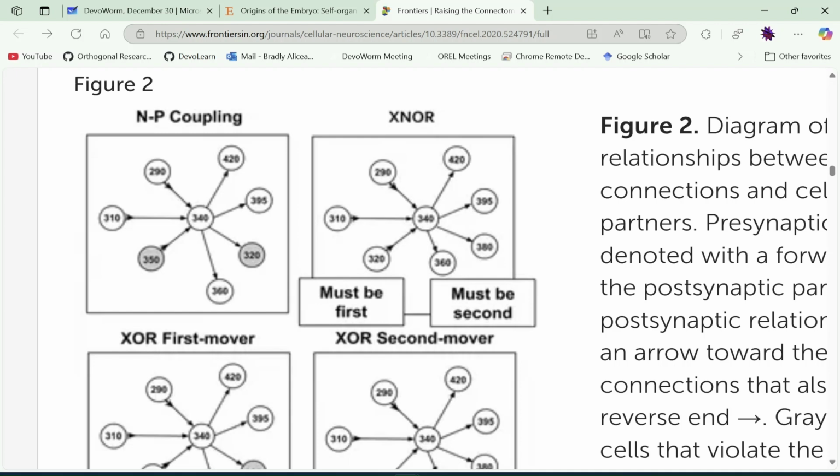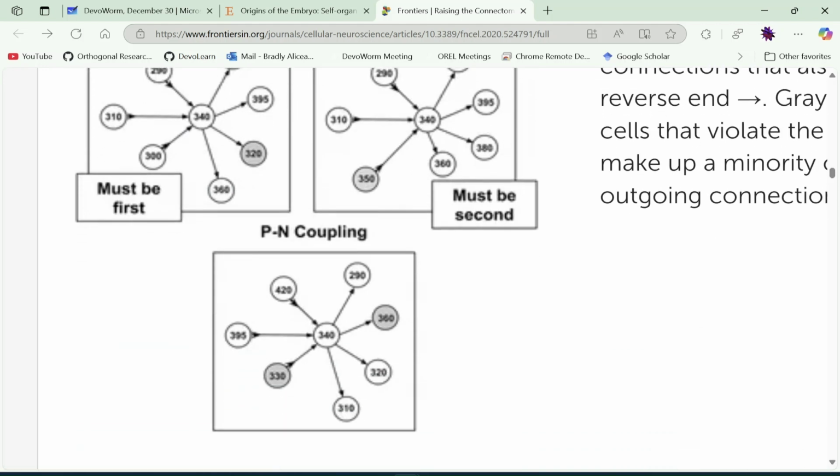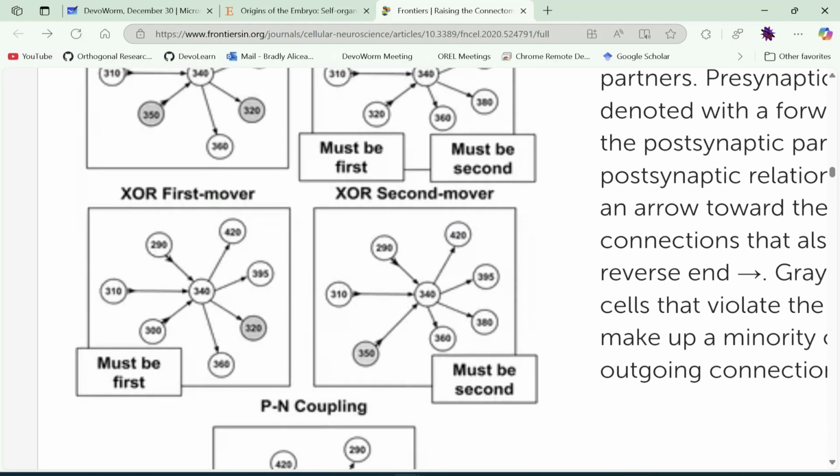network establishes the coupling. It establishes the axons that are sent out. It establishes the synaptic connections with later cells that emerge. And so we see for NP coupling, 320 and 350 are shaded. And for PN coupling, 330 and 360 are shaded. Or I think it's 360, 340, and 330. So we can use these different rules to predict which cells will connect to what other cells. And so that first mover advantage is based on the age of the cell. When does it emerge in development? When does it differentiate?